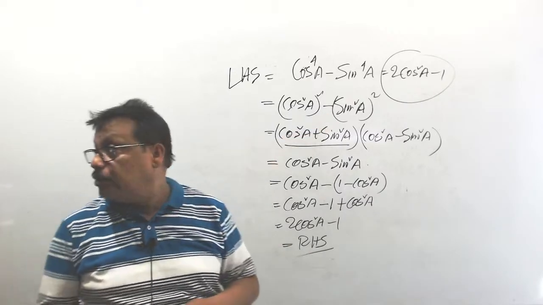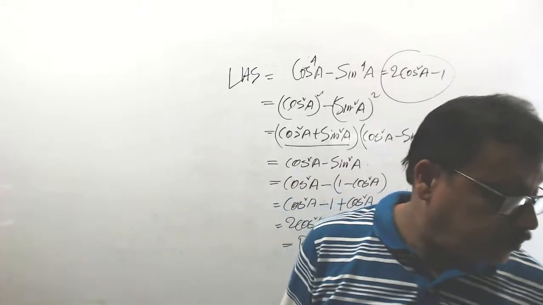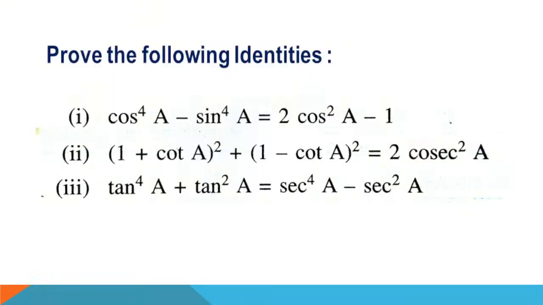Right. Now to the next one. What is the next problem? 1 plus cot a whole square plus 1 minus cot a whole square is equal to 2 cosec square a. A plus b whole square plus a minus b whole square. Use this formula. You will get the answer directly. Same kind of problem already we have done one. Tan to the power 4a plus tan square a is sec to the power 4a minus sec square a. What you will do? You will take common tan square a. Then you will get answer.